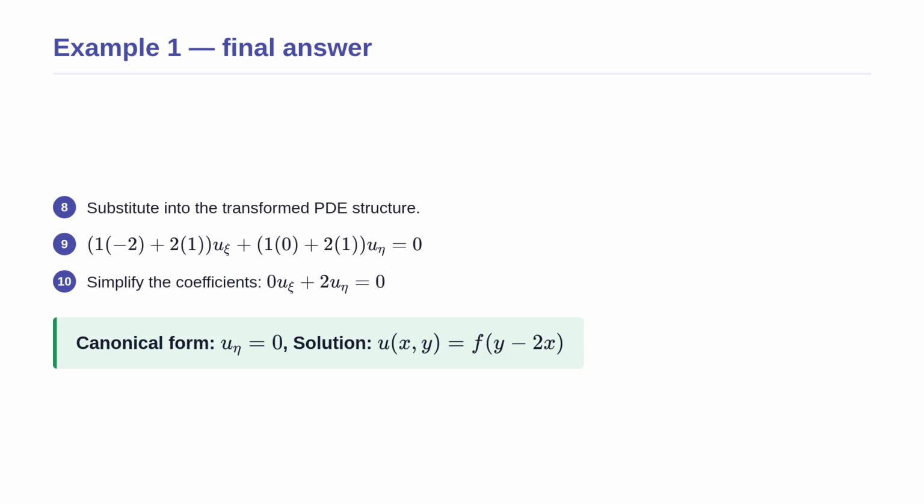We are left with 2 times the eta derivative equals 0, which simplifies to our beautiful canonical form. The derivative of u with respect to eta is 0.